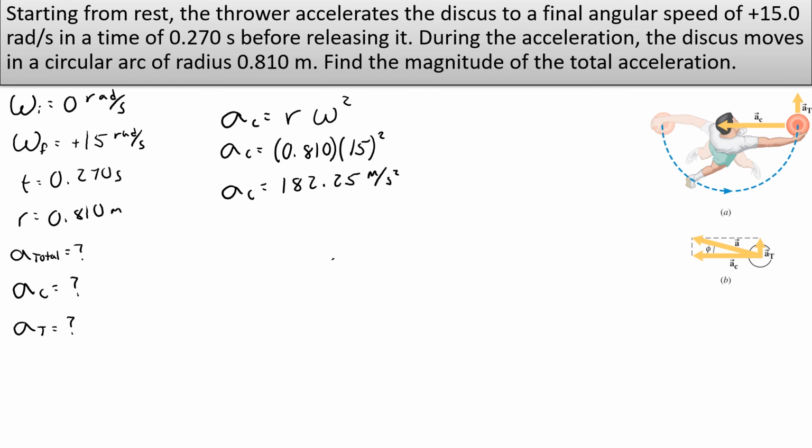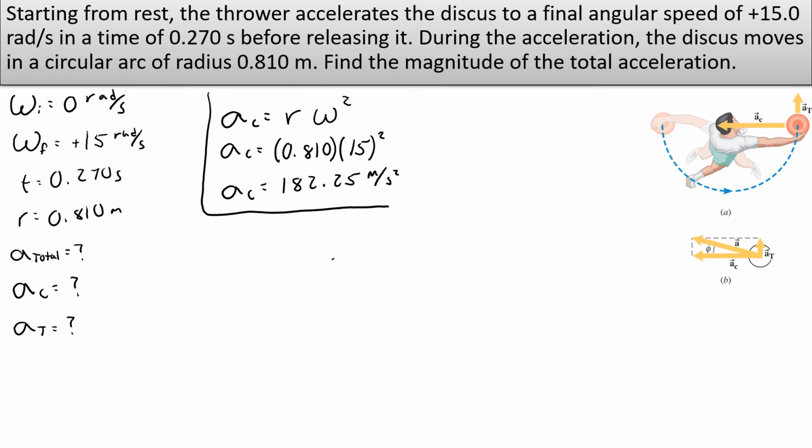And just as a side note, radius is in meters. Omega is a radian per second, but that's being squared. So this becomes a radian squared per second squared. We said radians are effectively unitless, so that becomes a meter per second squared. Kind of nice how that works out, right? Okay, so now we have, that's good.